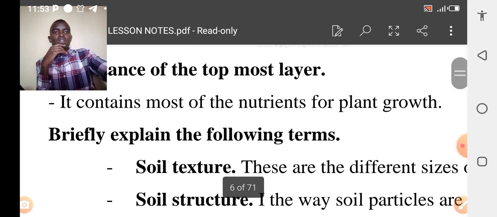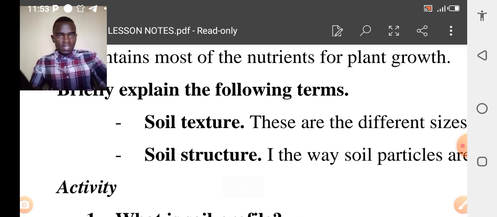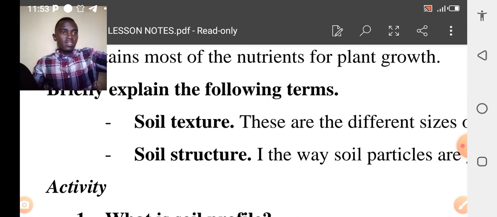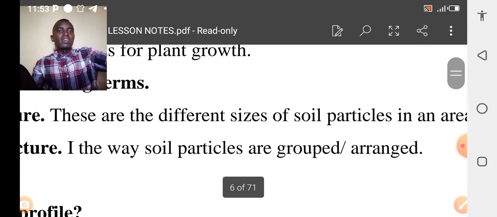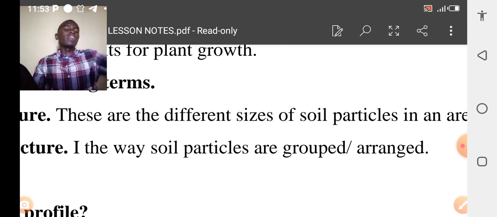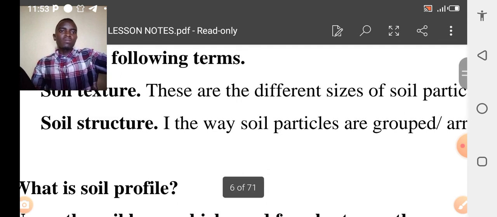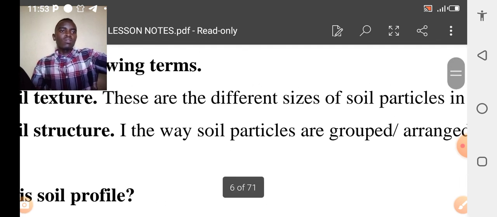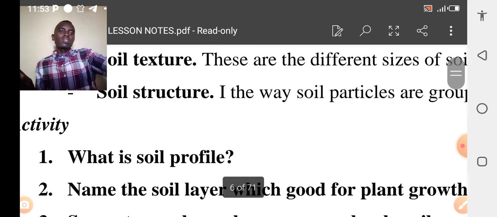Briefly explain the following terms. Soil texture. Soil texture is the different sizes of soil particles in an area. And now we are going to see soil structure. The soil particles are grouped and arranged, and how the soil is grouped or arranged is what we call soil structure.